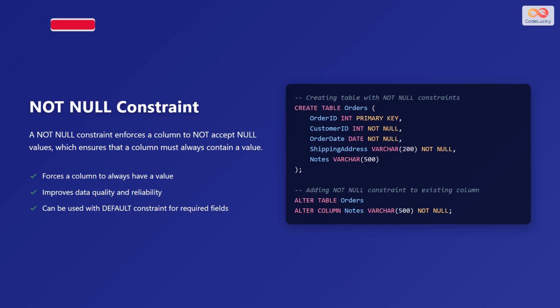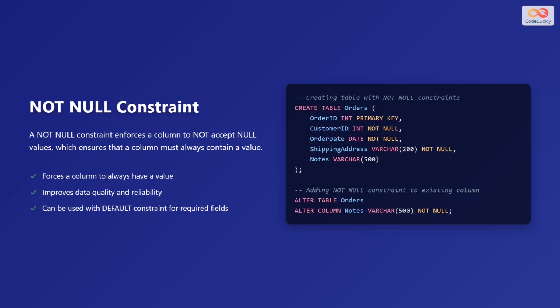A not null constraint enforces a column to not accept null values, which ensures that a column must always contain a value. It forces a column to always have a value, improves data quality and reliability, and can be used with the default constraint for required fields.